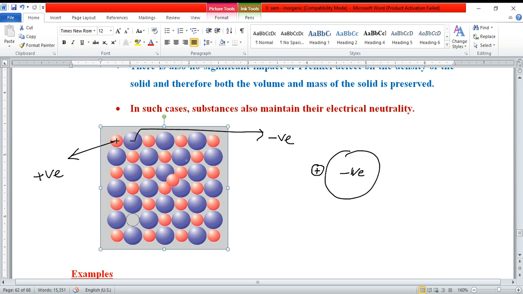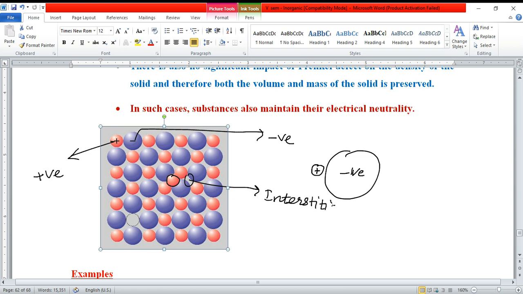So what will happen in this Frenkel defect? If this small sized positive ion leaves the crystal lattice, then a hole is formed. As soon as the positive ion leaves the lattice, due to its small size, it may go and occupy somewhere else in the same crystal itself. The place where this positive ion is occupying is known as an interstitial site.